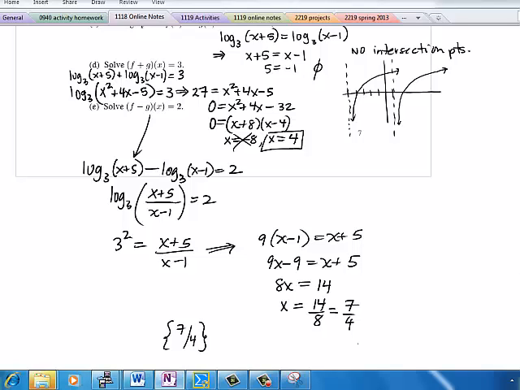So hopefully that's a wide enough variety of equation types that you've got a good handle on solving these on your own. Good luck.